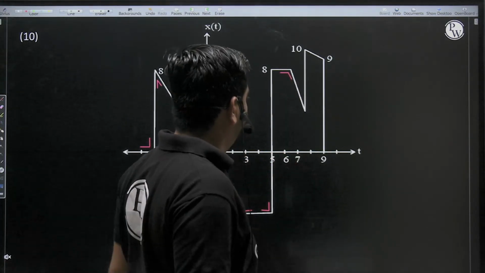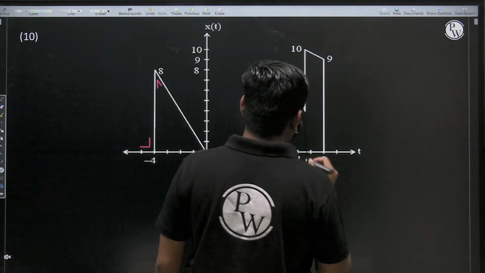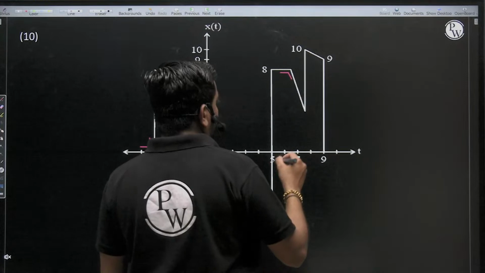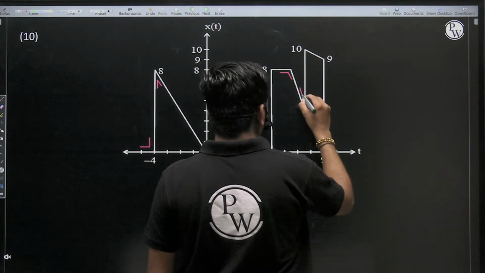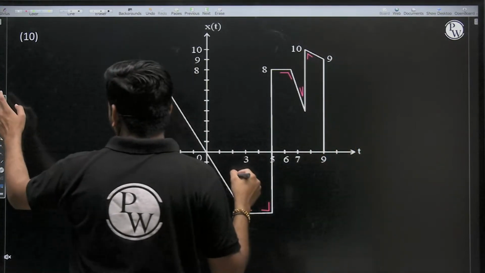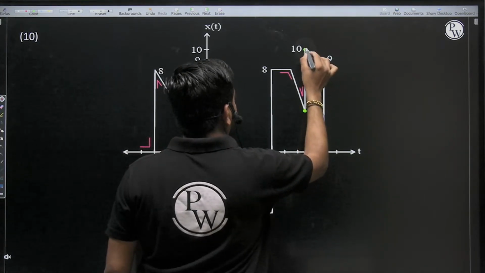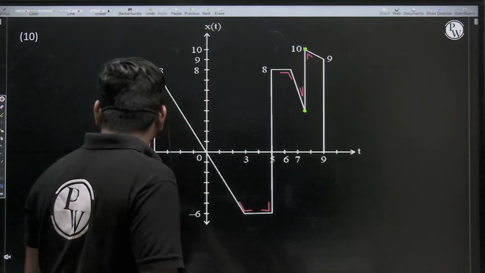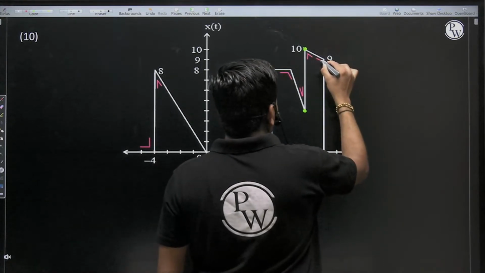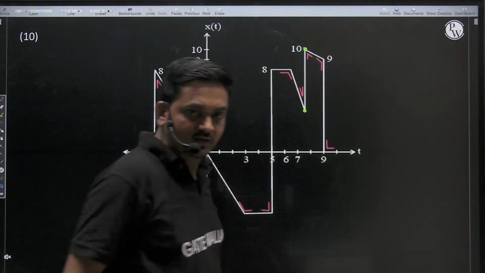This point is at t equal to 7. Here at t equal to 7, you can see there is a linear change in amplitude as well as a sudden change in amplitude, from this point to this point. And at t equal to 9, there is a linear change in amplitude as well as a sudden change in amplitude. Clear? Tell me in the comment box. Any doubt?